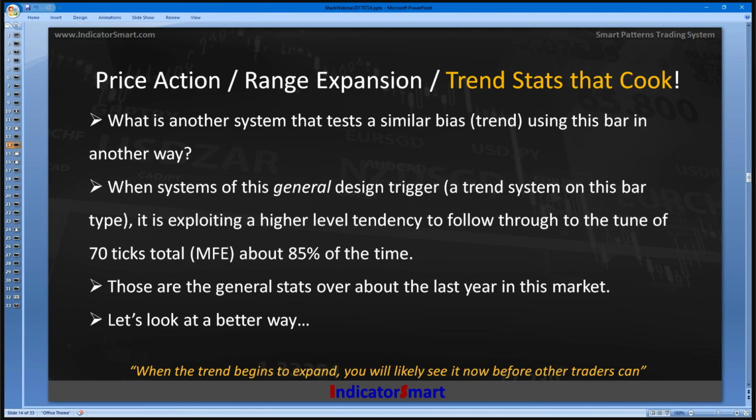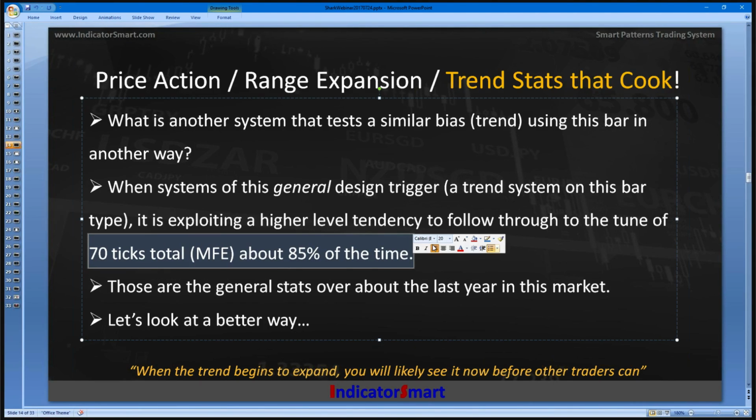When systems of this general design trigger, it's exploiting a higher level tendency to follow through. And the stat is to the tune of about 70 ticks about 85% of the time. So, this is very interesting, in this market, with this bar, when that Donchian channel breaks out, it tends to do so to the tune of about 70 ticks, that's maximum favorable excursion, 85% of the time.